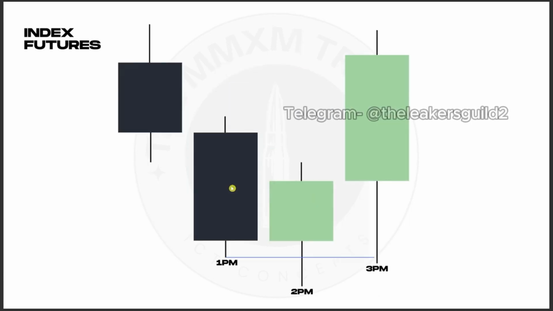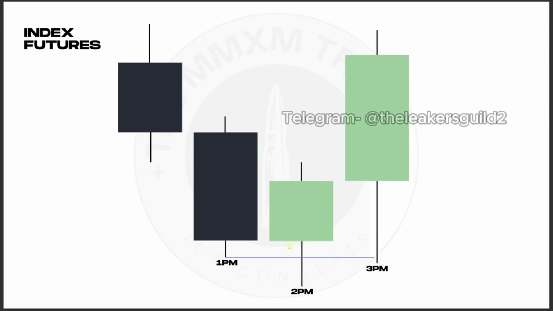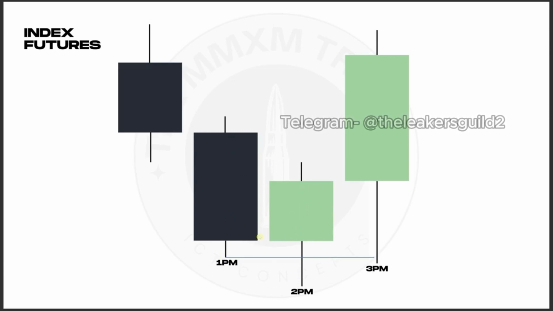Now for the PM session, right, the 2 p.m. candle, we want to be raiding that 1 p.m. candle's low, and then, important, we want to close inside of this one, right? We want to close inside of this candle. So we know we have that swing formation, and then the 3 p.m.